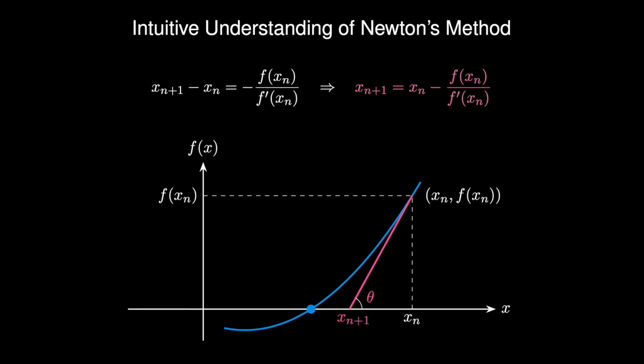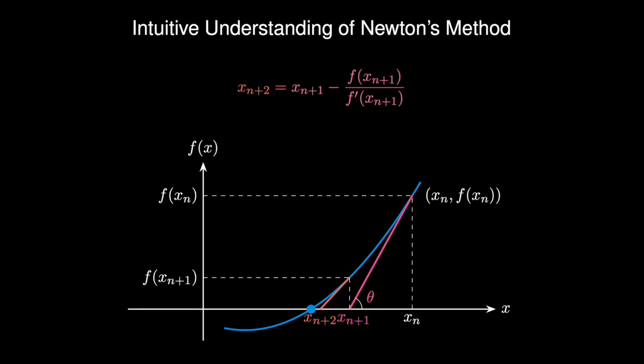Rearranging the slope equation, we get xn plus 1 equals xn minus f of xn divided by f prime of xn. This is the famous Newton's method update equation. Starting from any initial point, we apply this formula iteratively, each time moving closer to the root.